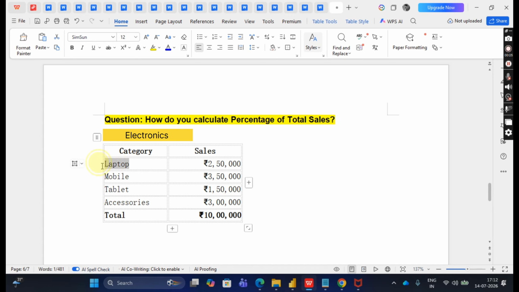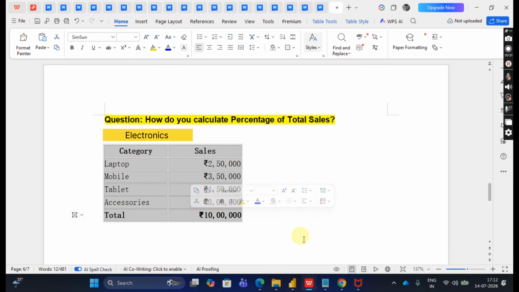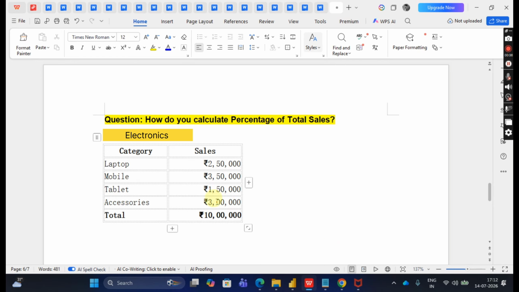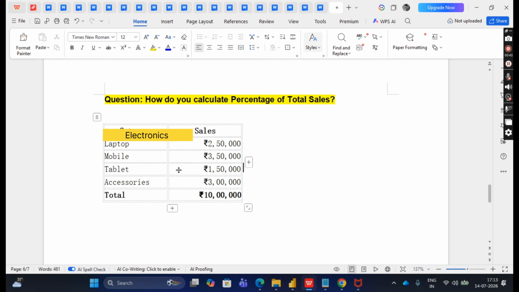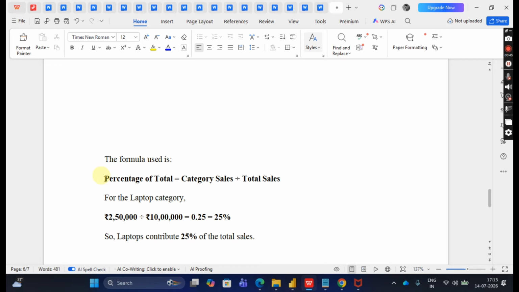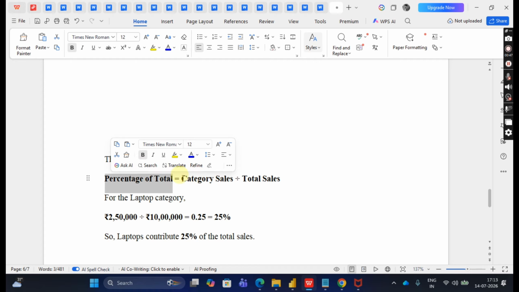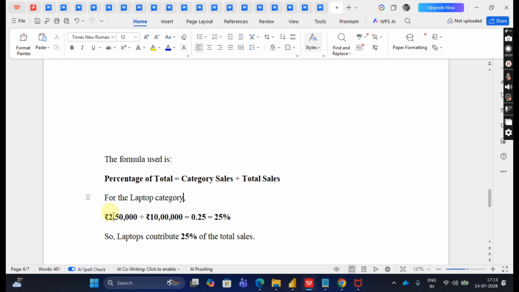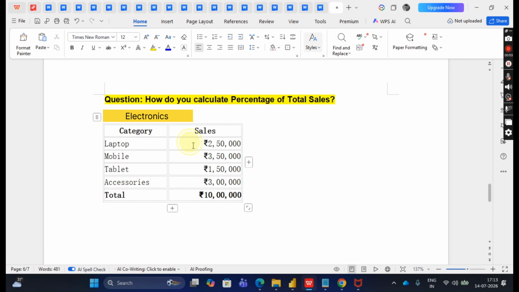We have a table that consists of all the categories, that is laptop, mobile, tablets, accessories, and the sales for each category. Our goal is to calculate the percentage contribution of each category to the total sales. The formula that will be used is percentage of total equals category sales divided by total sales. For the laptop category, if we consider the category sales as 2.5 lakhs, it will be divided by total sales, that is 10 lakhs.